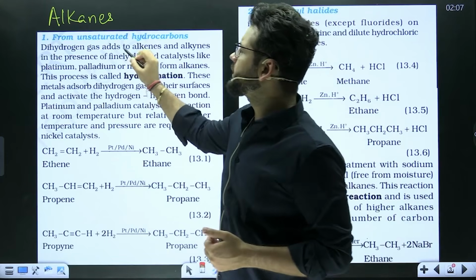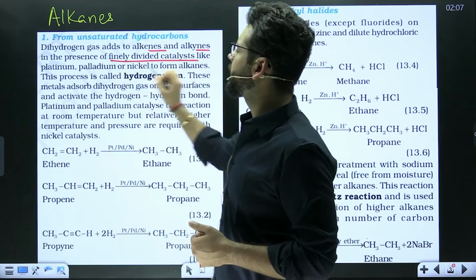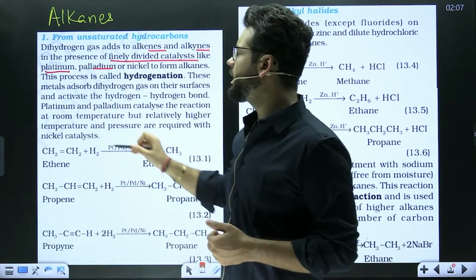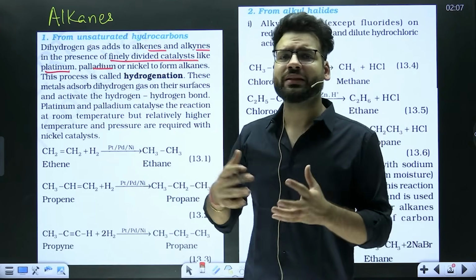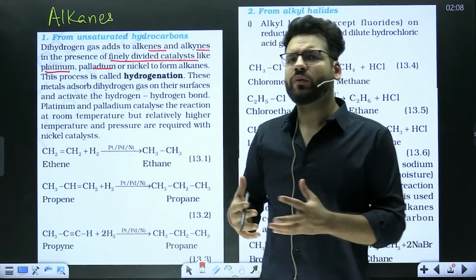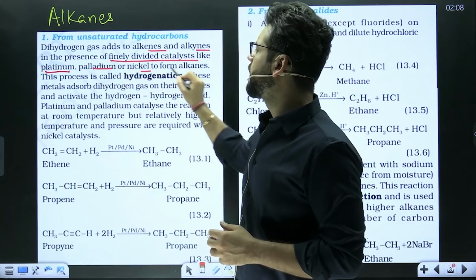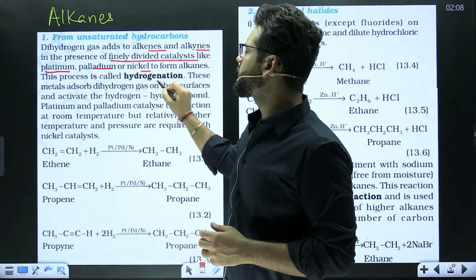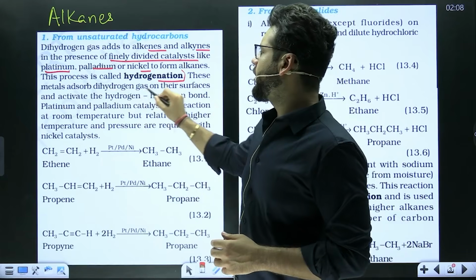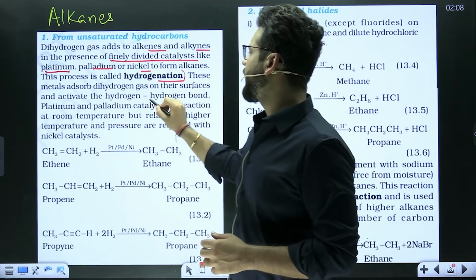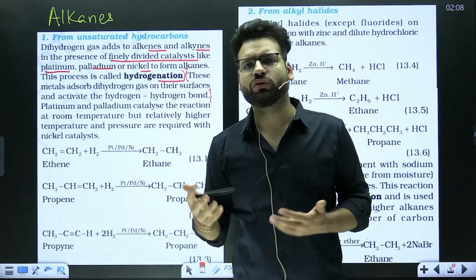So hydrogen gas adds to alkenes and alkynes in the presence of finely divided catalysts like platinum, palladium. Finely divided because we need more surface area for adsorption of hydrogen. It's a surface catalyzed reaction, so we need finely divided platinum, palladium, nickel to form alkanes. The process is called hydrogenation. Okay. These metals adsorb dihydrogen gas on their surface and activate the hydrogen-hydrogen bond. This is something as an assertion reason. If they ask, you should know about it.